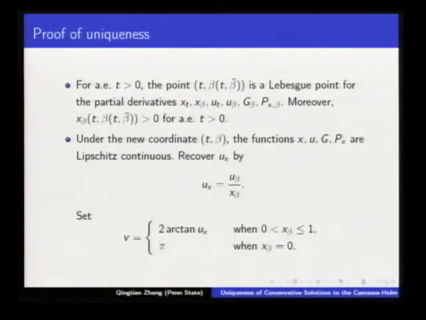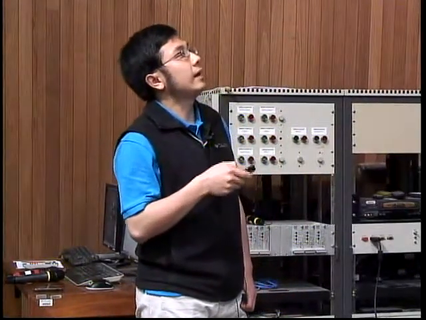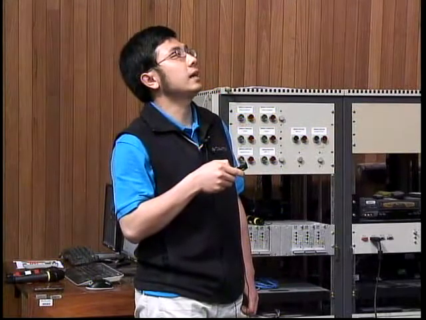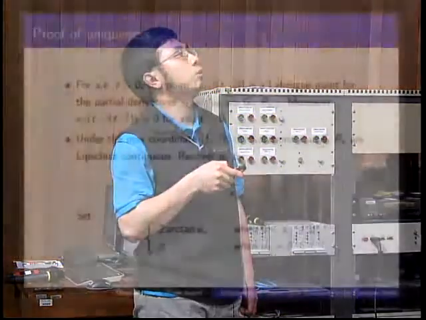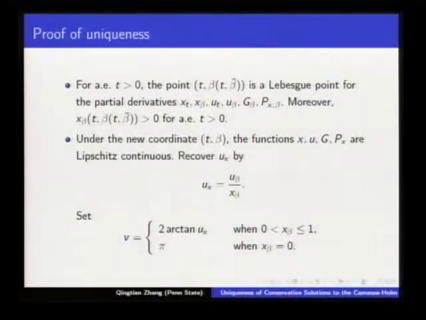And then we shall consider the main theorem. We want to prove that along the characteristics, we can construct a system. And for this new system, the right-hand side is Lipschitz continuous. And in fact, under the new t, beta coordinate, we can prove that all these things are Lipschitz continuous. So all these derivatives are well defined by using the Rademacher theorem, which says that if the function is Lipschitz continuous, then the derivative exists almost everywhere. So we can rewrite the system into t, beta coordinates.